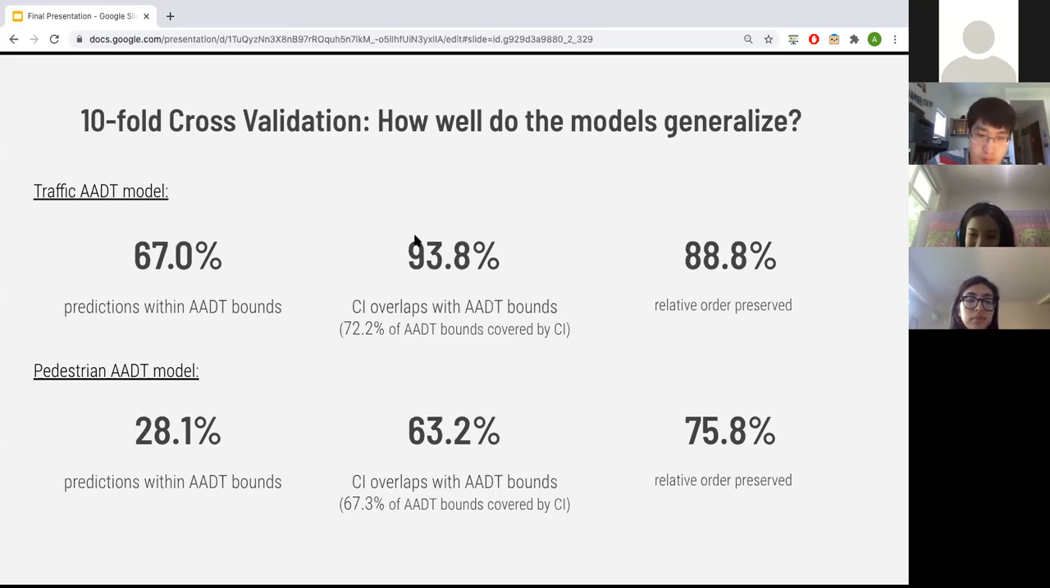Unsurprisingly, the pedestrian AADT model accuracy is not nearly as good. Only 28.1% of predictions fall into the AADT bounds, and 63.2% of confidence intervals overlap with AADT bounds, and when they overlap, 67.3% of AADT bounds are covered. But fortunately, 75.8% relative order is preserved. So for the purpose of comparing which location is more in need of a new crosswalk, 75.8% relative order preserved can still be of value.